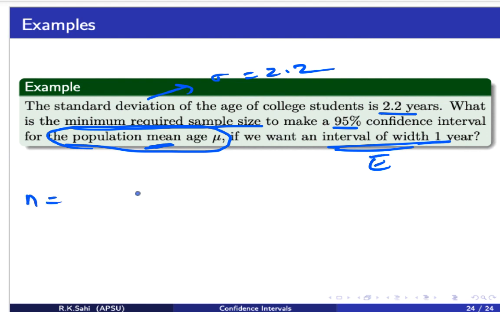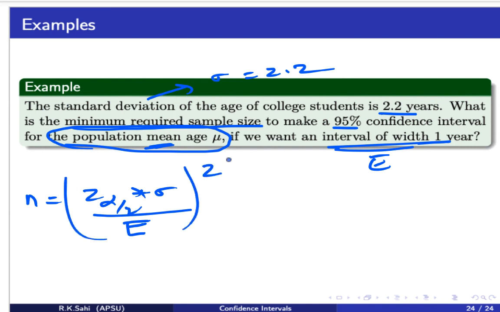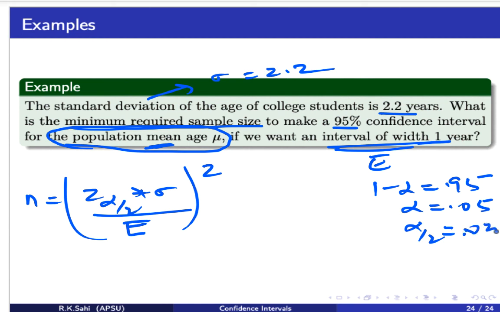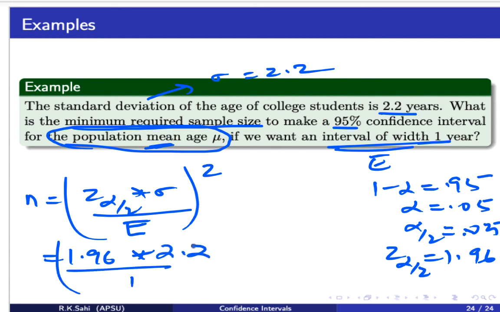So according to the formula, n is what? Z alpha by 2 times sigma over the margin of error, the whole squared. Now remember, 1 minus alpha is 0.95, alpha is 0.05, alpha by 2 is 0.025, Z alpha by 2 is 1.96. So it's 1.96. What is the standard deviation? 2.2. And the width is 1. You square it, and you are going to get 18.59. Round up. That means we get 19.